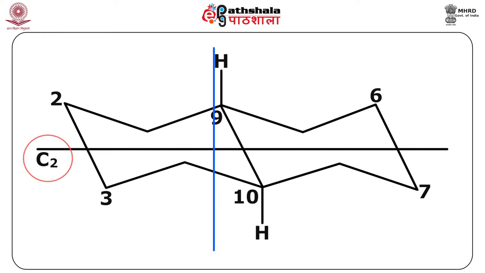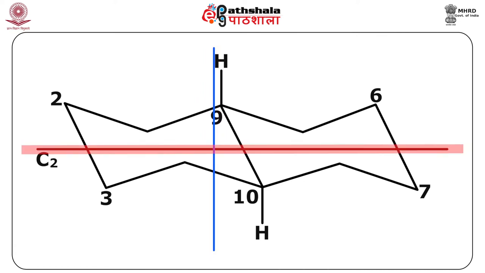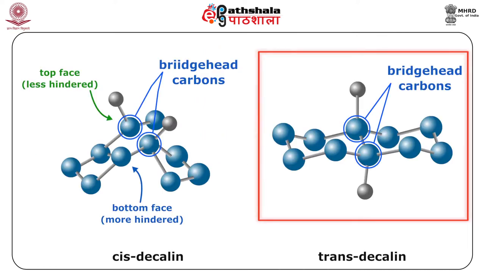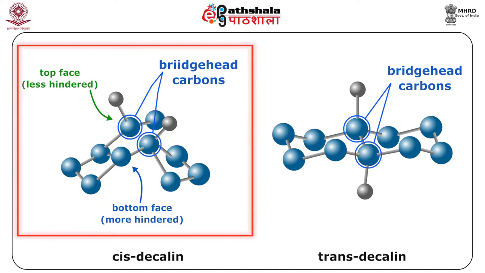It also has two C2 axes of symmetry, one passing through the equator and the other passing through the axis, as shown in the figure. In contrast to trans-decalin, which is comparatively a flat molecule, the cis-decalin is more like a tent-shaped molecule, as shown in this figure. It has the convex and concave sides, which is shown in this figure.